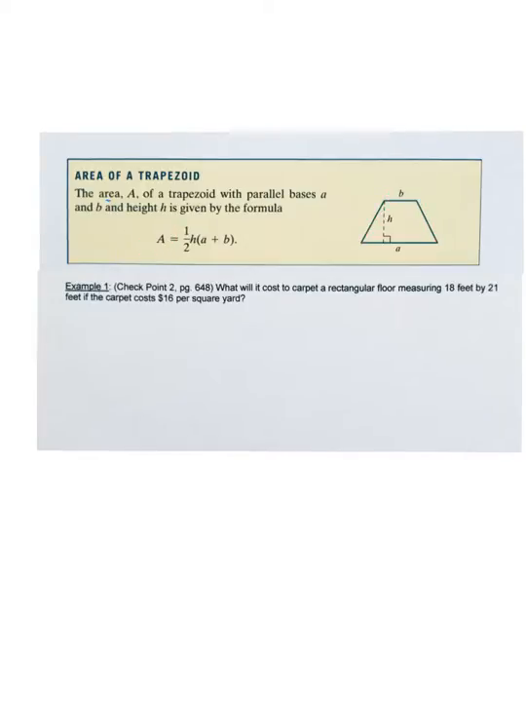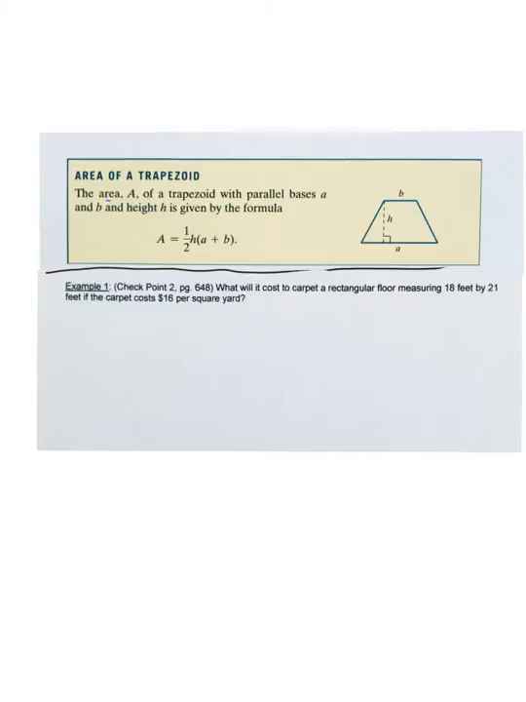I want to go ahead and draw a little divider because example 1 has nothing to do with a trapezoid. Example 1 is actually going to deal with a rectangle shape. It's a little bit trickier because they changed the units on us. So this is going to be a 3-step question. Looking at example 1, it says, what will it cost to carpet a rectangular floor measuring 18 feet by 21 feet if the carpet costs $16 per square yard?